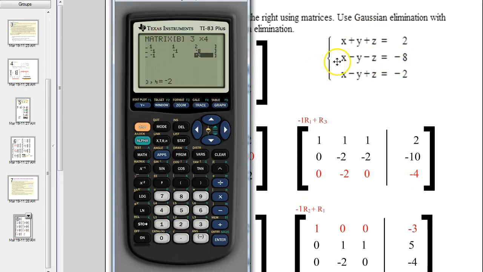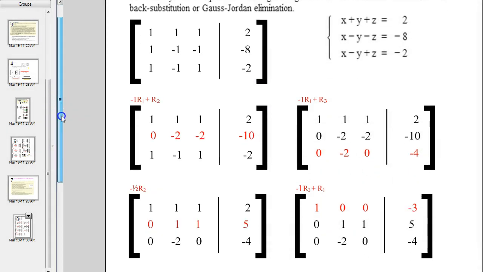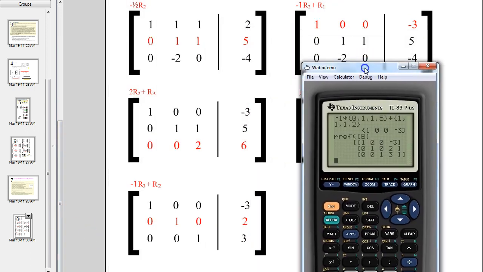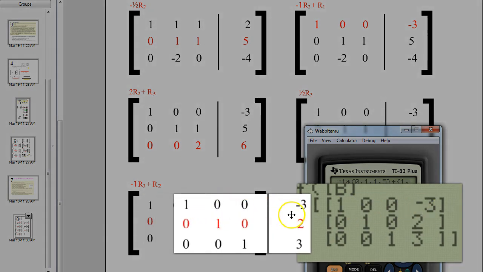Alright, let's check it. I've got the matrix in. I'm going to go in and do the RREF, which should be the same thing that we got if we did it correctly. So there's negative 3, 2, 3. Notice the 1s and the 0s there. So we get the exact same matrix with our check. 1, 0, 0, negative 3, 0, 1, 0, 2, 0, 0, 1, 3.